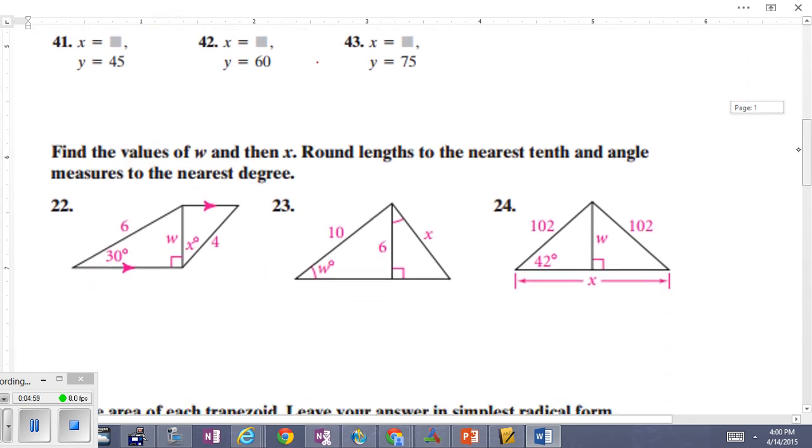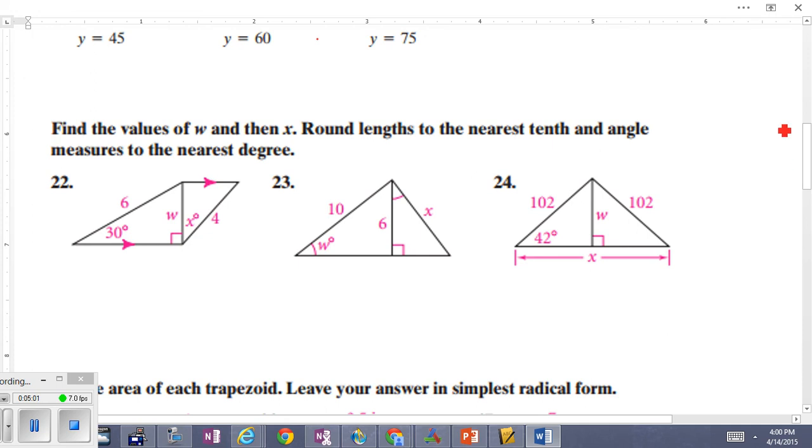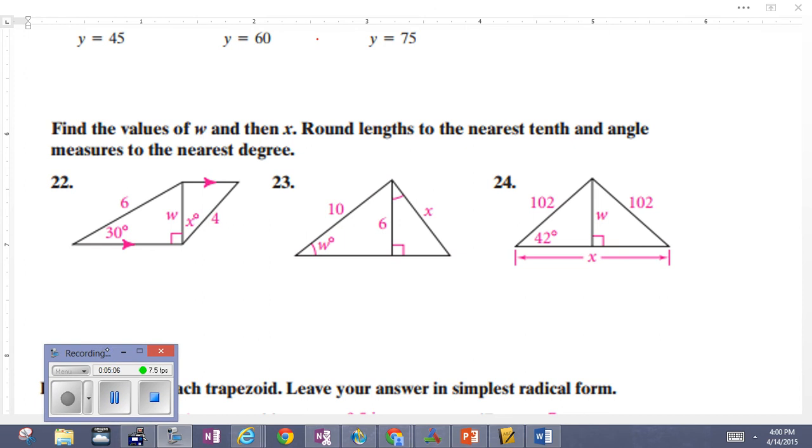Okay, here's some interesting problems. Okay, down here. All right, let's take a look. Okay, let's just take a break and we'll come back.